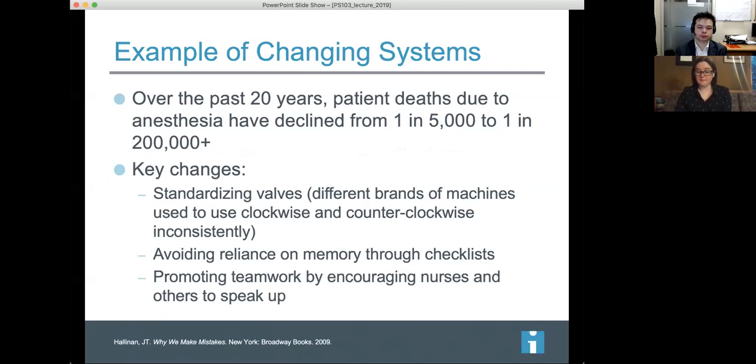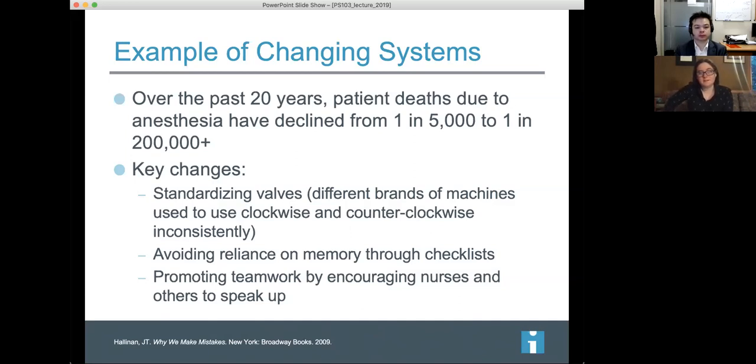So anaesthetics, as James mentioned, is used a lot in this discussion of human factors. In the past 20 years, patient deaths from anaesthetics have declined from 1 in 5,000 to 1 in 200,000 plus. So much so that many of us in anaesthetics haven't experienced a death related to the anaesthesia that we give.